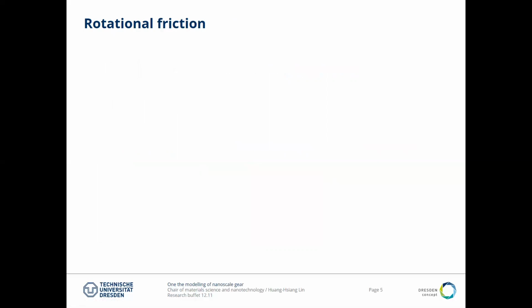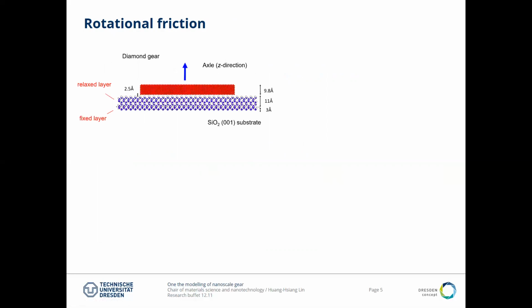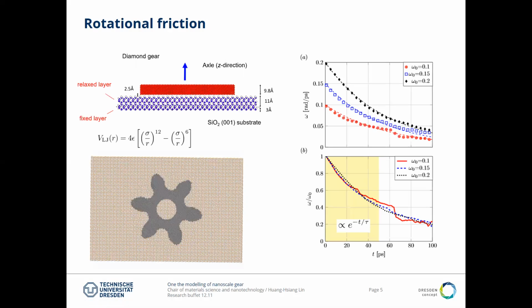The second topic is about rotational friction. In this case, we considered a solid-state gear on top of a substrate, and we specified Lennard-Jones interactions in between. Then we applied an initial angular velocity to see what happens. As you can see here on the right, this is the corresponding angular velocity, and we found that these Lennard-Jones interactions can give you exponential decays, and the reason is the surface phonon interactions. I will not go into the detail here.